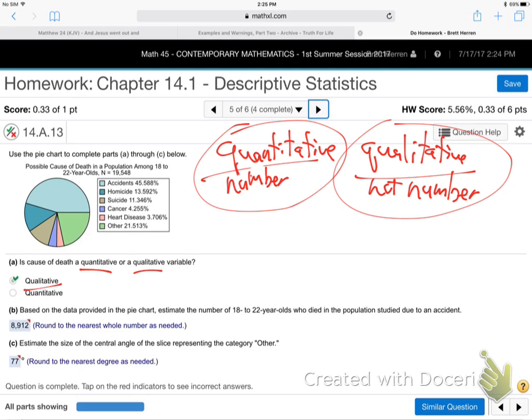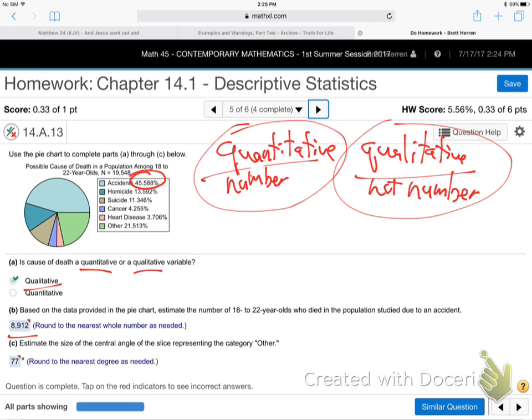Okay, B. Based on the data provided in the pie chart, estimate the number of 18 to 20-year-olds who died in the population studied due to an accident. So how do you figure out the number? I came up with this 8,000 number here. How did I come up with that? Accidents right up here. Almost half of those young people die from an accident, 45% roughly. So how do you figure out how many actual people that is?